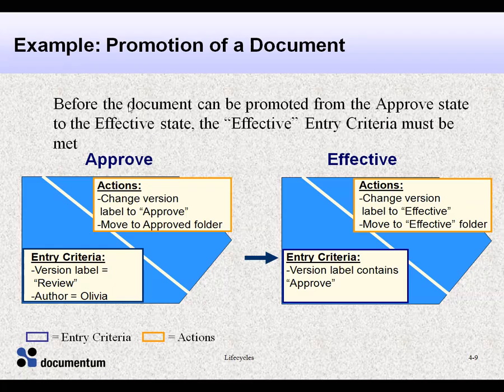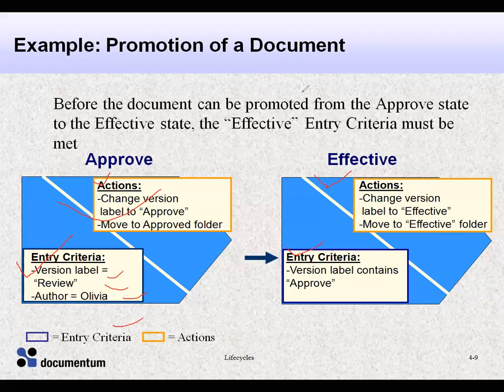I told you that there are two things with the life cycle: entry criteria and actions. In entry criteria we define what the metadata values could be, and actions, as I explained to you. Similarly, in the effective actions and entry criteria, what we have.